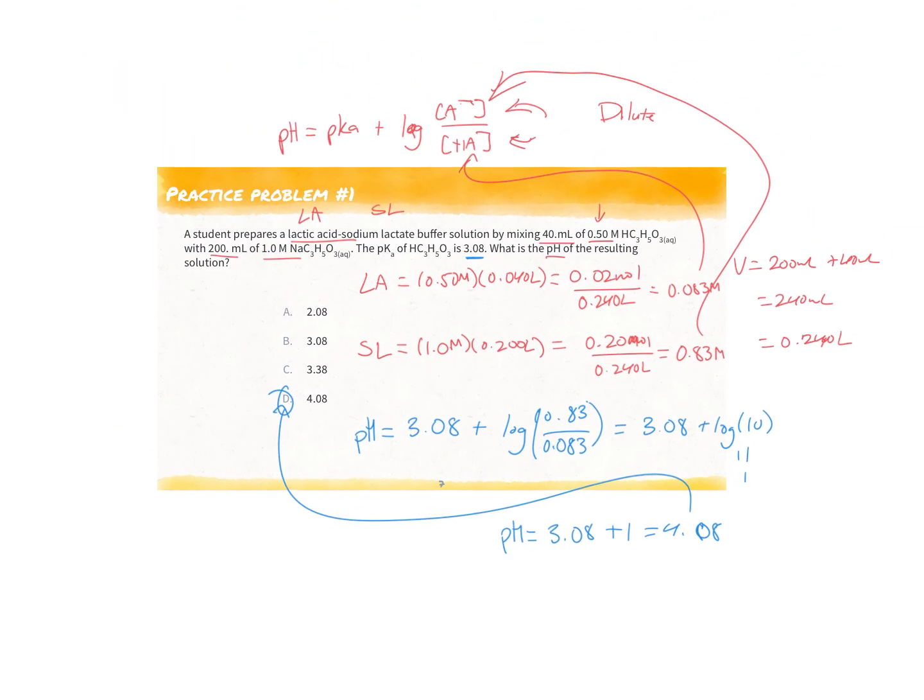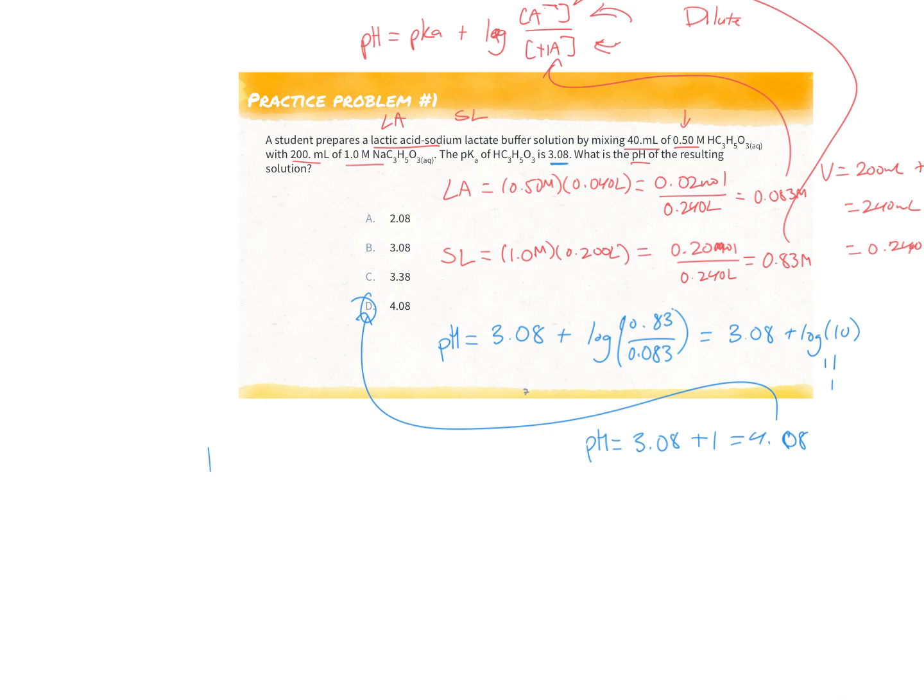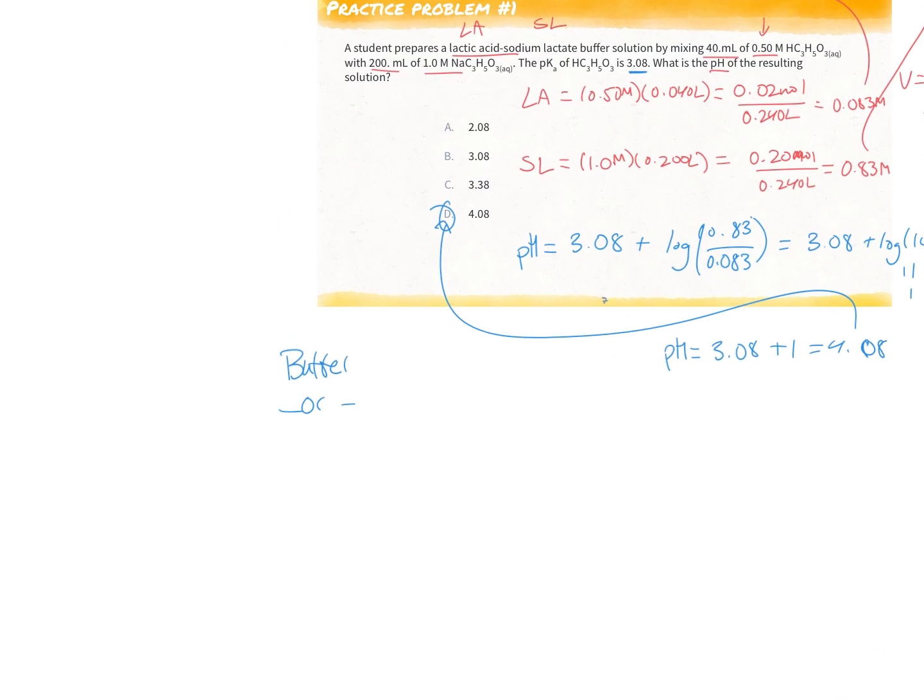And so anytime you have a problem where you have a buffer, or you have more weak acid than strong base, you can use the Henderson-Hasselbalch equation. So it's just another equation for you to keep in mind. It is on your reference sheet, but it will make these problems significantly easier.